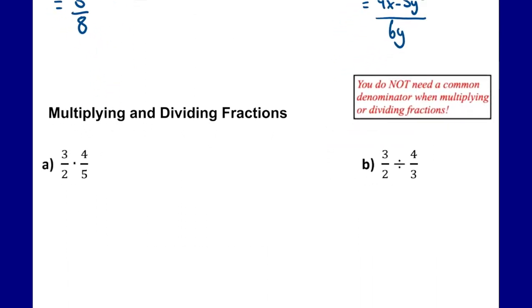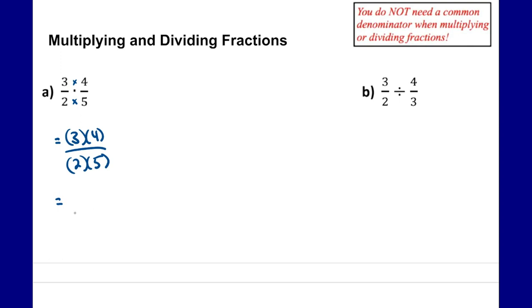When we're multiplying and dividing fractions, we don't need to worry about common denominators, right? Multiplying fractions, we just multiply straight across. So you multiply your numerators together and you multiply your denominators together. We end up with 3 times 4 divided by 2 times 5. We get 12 over 10, which we could reduce to 6 over 5.